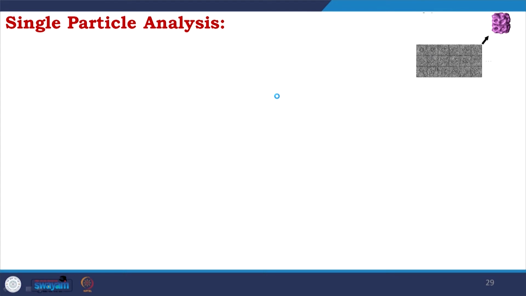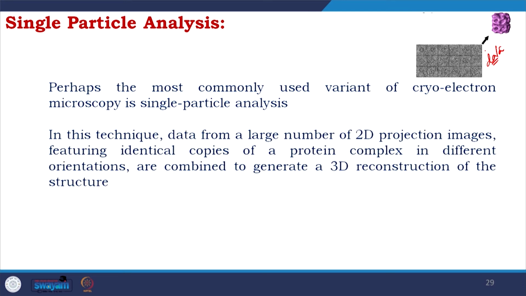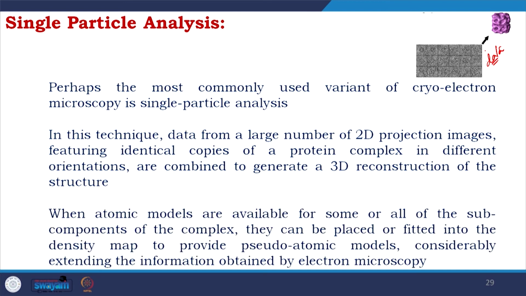Coming to single particle analysis, from the data to the construction of the single particle. This is perhaps the most commonly used variant of cryo-electron microscopy, the single particle analysis. In this technique, data from a large number of 2D projection images featuring identical copies of a protein complex in different orientations are combined to generate a 3D reconstruction of the structure.